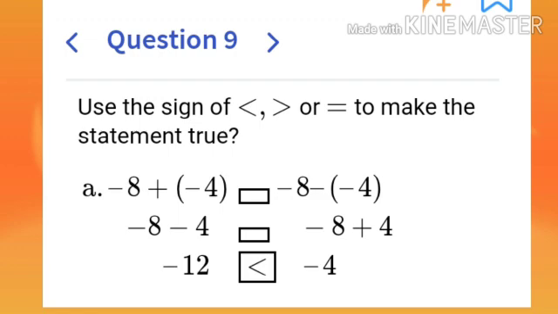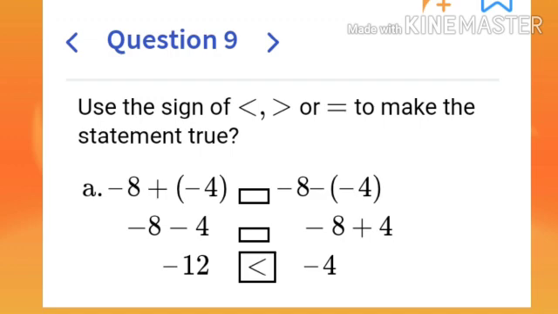In the next expression, minus 8 minus of minus 4. Minus 8 we can write as it is. Take the opposite sign of minus. The opposite sign of minus is plus. To compensate the negative sign or opposite sign, take the additive inverse of minus 4. The additive inverse of minus 4 is plus 4.